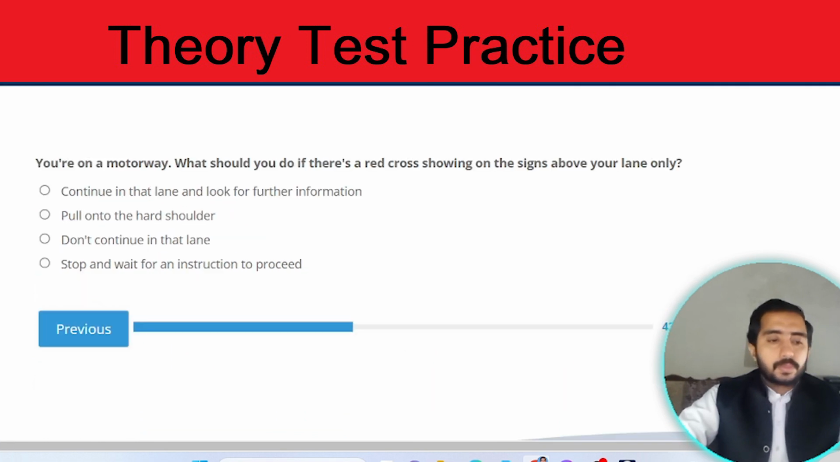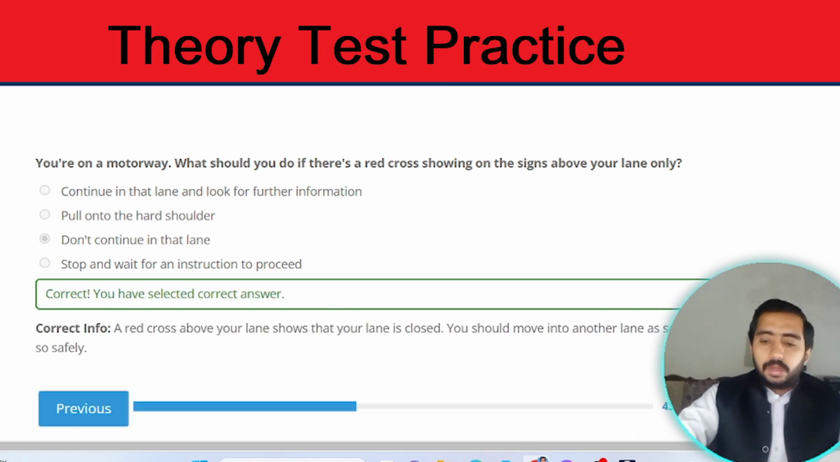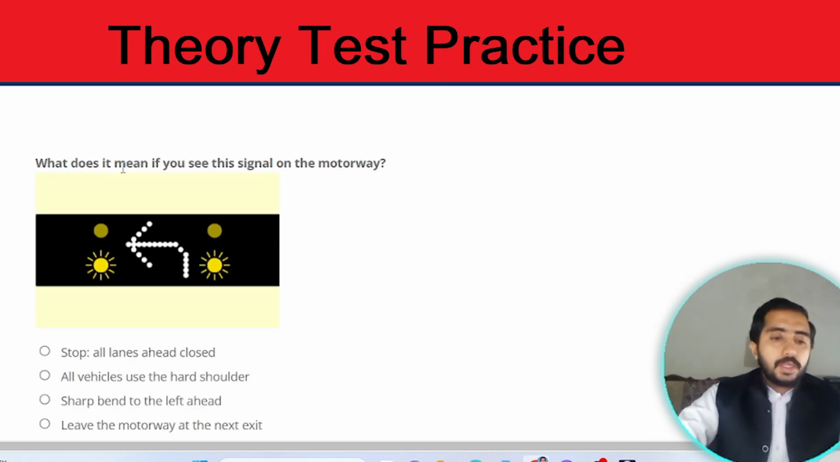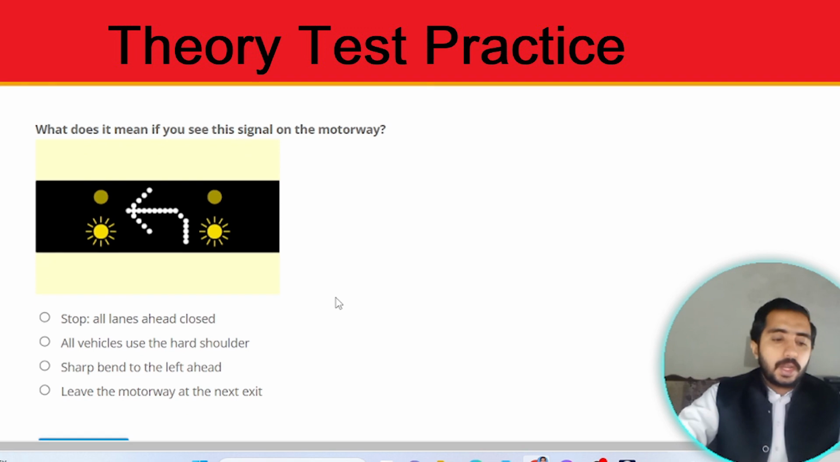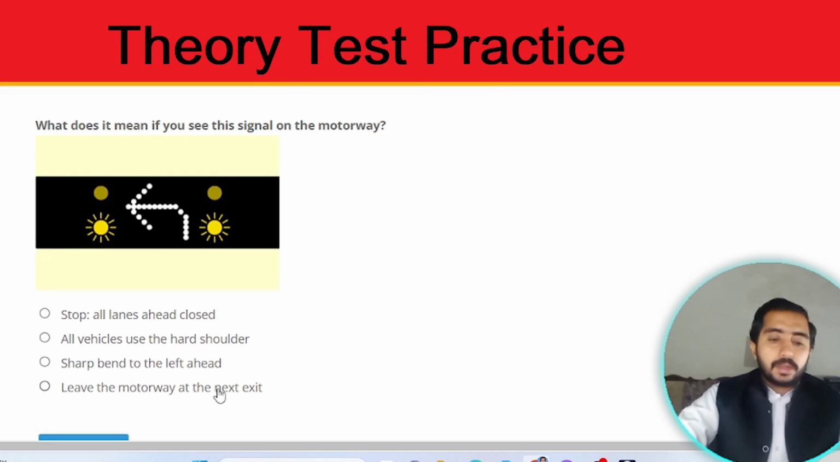Next one. You are on a motorway. What should you do if there is a red cross showing on the sign above your lane only? In this situation, what you need to do is not continue in that lane. Option C is the correct one. Next, what does it mean if you see this signal on a motorway? Mostly we see that signal on a motorway, and it means leave the motorway at the next exit.